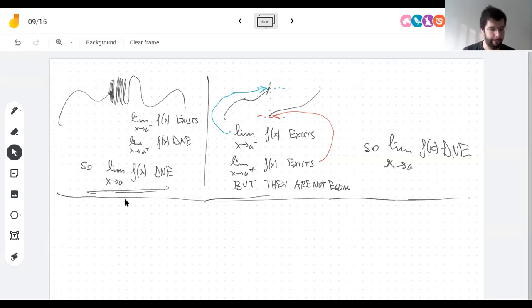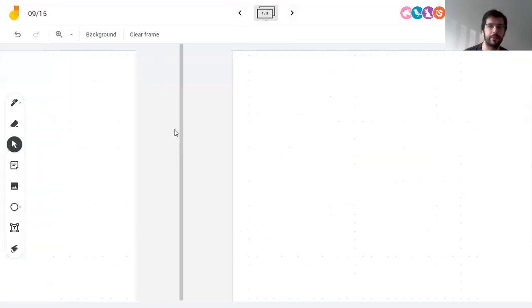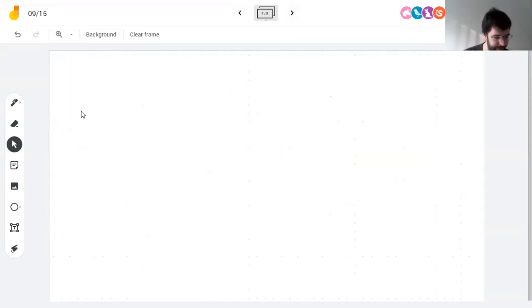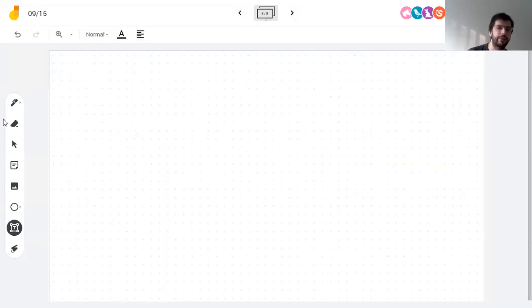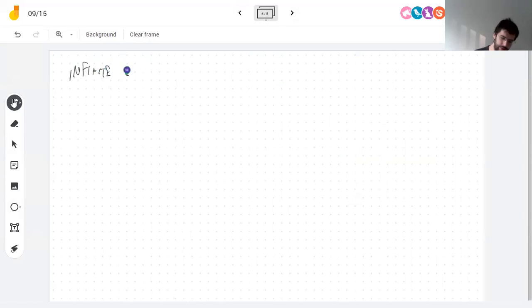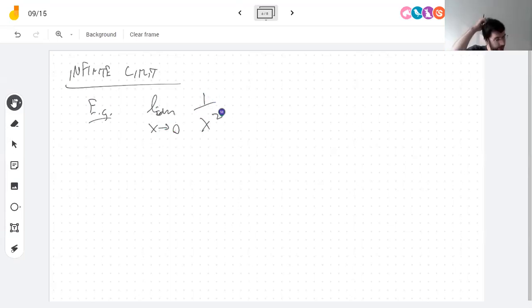So the next topic, still in section 2.2, is infinite limits. The example I want to look at here is the limit as x approaches 0 of 1 over x squared, for example.